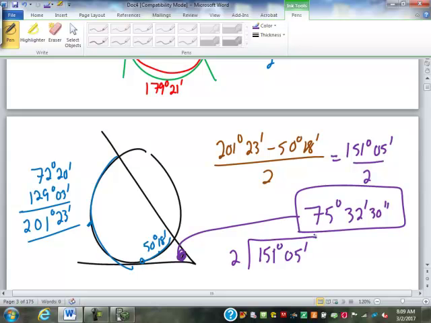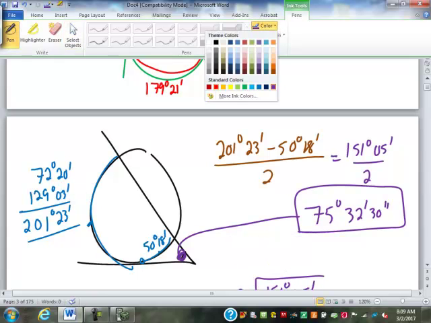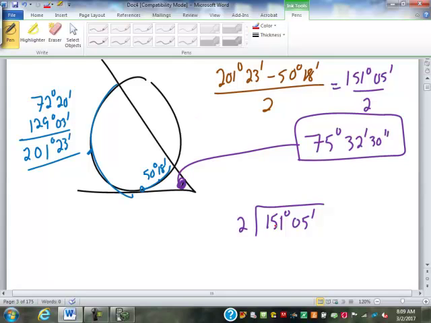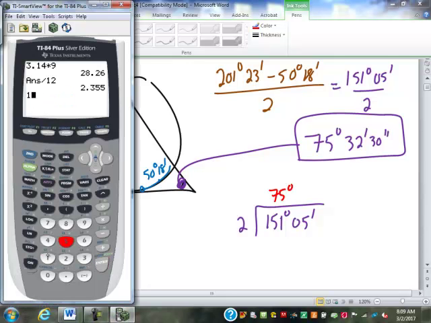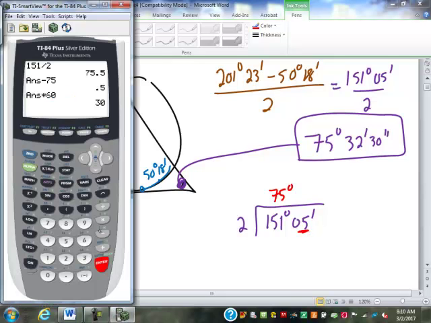If you're dividing that by 2, I'm going to slide this down a little bit. You would divide 151 by 2, which gives you 75.5. You put up the 75 here, then subtract the 75 off. Then you have to convert that 0.5 into minutes. Times 60 makes it 30 minutes. Add the 5 that's already here, because you already had 5 minutes. So we're at 35 minutes.